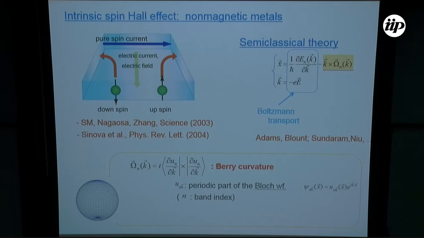Here u is the periodic part of the Bloch wave function. The important point here is that this Berry curvature is non-zero when there are more than one band. In other words, this is a multiband effect. So if we have more than one band, we should usually care about this term.